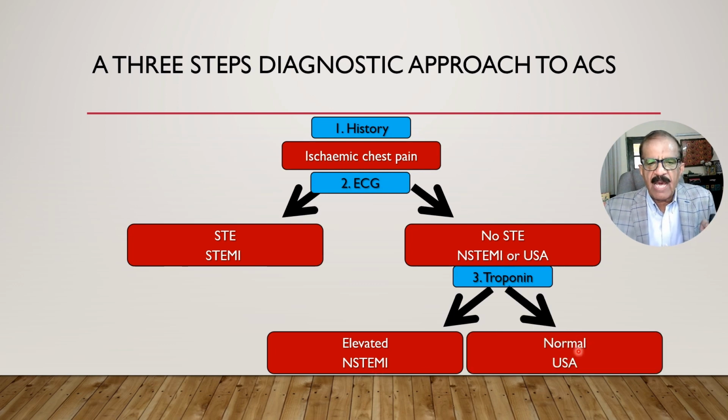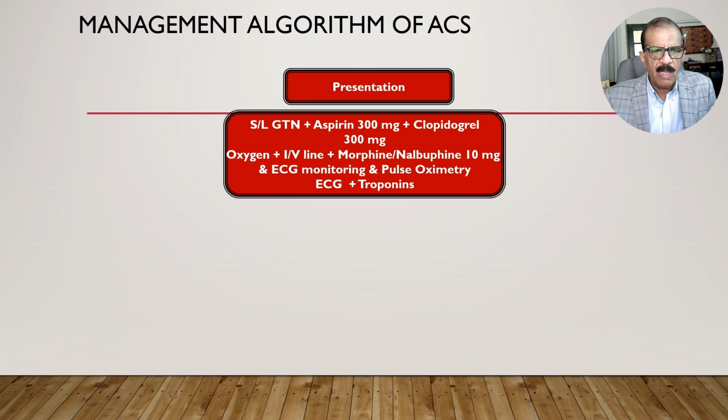And if troponins are normal, but the patient has ischemic heart disease, then it would be called unstable angina. Patients with unstable angina have different treatment than NSTEMI, and people with STEMI have different treatments. So it is important to be able to differentiate between the three conditions. So that was the diagnostic algorithm. Now I'm going to talk about the management algorithm.